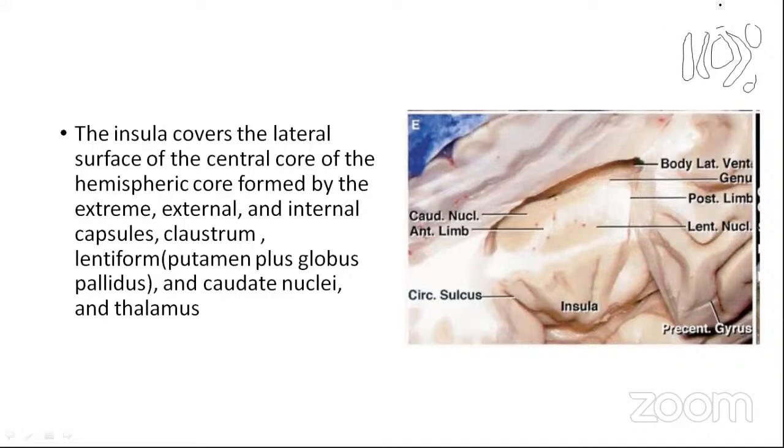So basically, if we go from superficial to deep structures, we will have the Sylvian fissure. Once we open it, we will see the insula. The insula is basically covering the lateral surface of the central core of the hemisphere, formed by the extreme capsule, external capsule, internal capsule, the claustrum, the lentiform nucleus, and the caudate nucleus and thalamus.